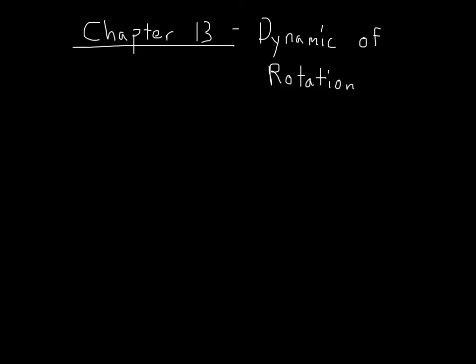Chapter 13 is all about rotational dynamics, and to understand this, we really need a rotational equivalent of force, which is going to be something we call torque. This curly T stands for tau, that's the rotational force, and it's equal to a radius times a force times the sine of the angle between the radius and force. So what does that actually look like?